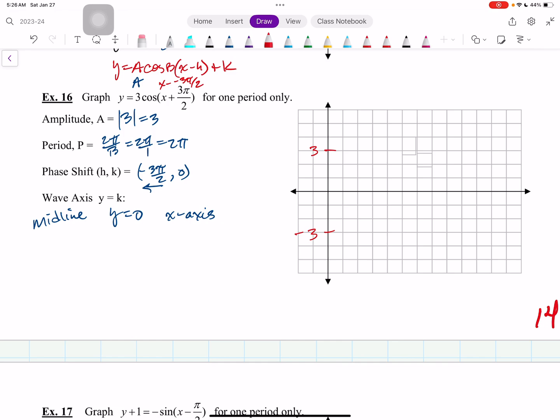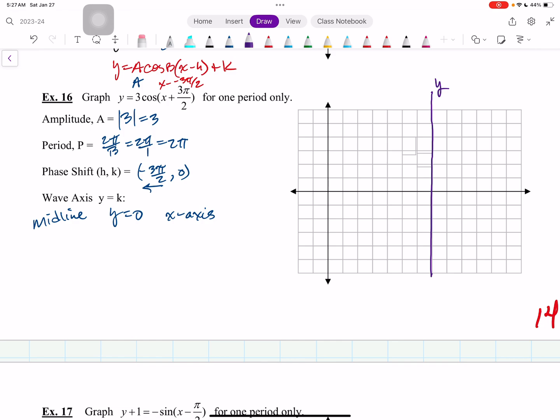Oh, you know what? We have to shift 1.5 pi to the left. We're going to be off the grid. So here we're going to have to adjust this because this setup here is no good. Let's erase this and redraw the y-axis. Let's put the y-axis over here somewhere. Okay, so I'm going to redraw this one here.